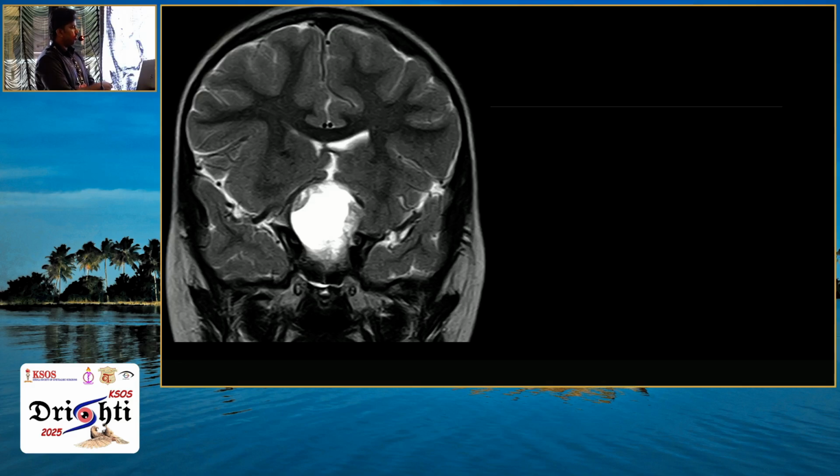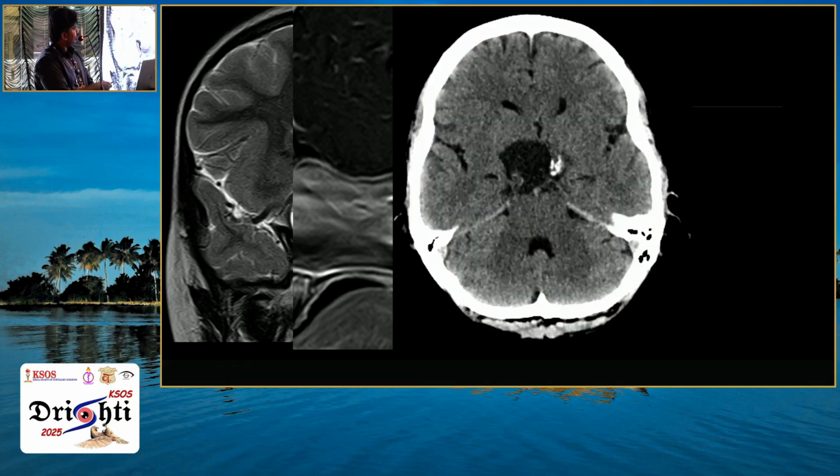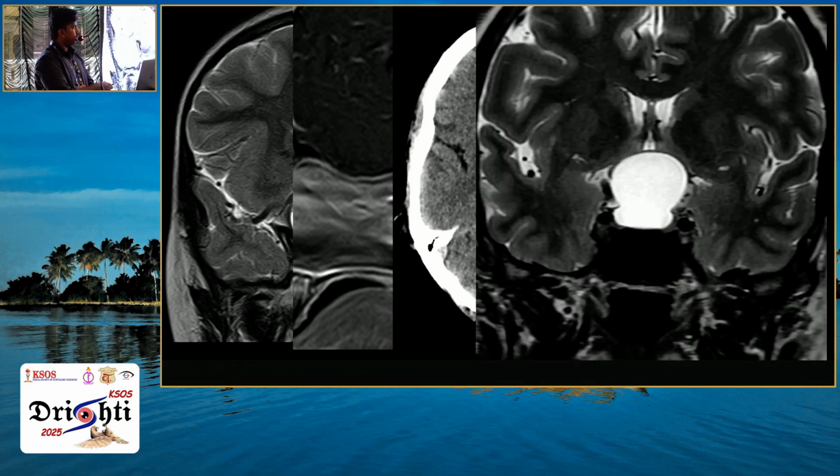Let us look at a few other cases of sellar lesions, particularly pituitary lesions. This is a solid cystic lesion in the region of the sella in an 80-year-old. This is the same case. In the post-contrast image, it shows nice enhancement of solid areas and non-enhancing cystic areas. On CT, there are calcifications in this case. This is suggestive of craniopharyngioma. Another differential, a purely cystic lesion in the sella, is Rathke's cleft cyst.